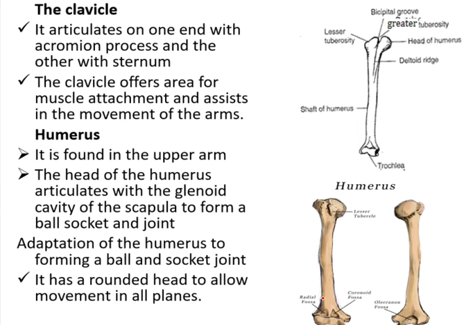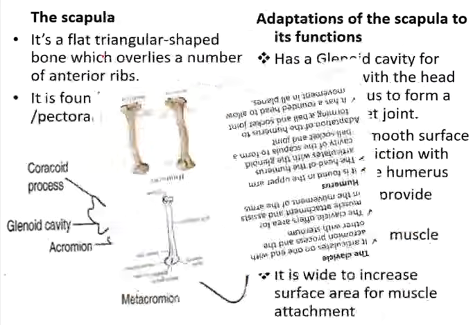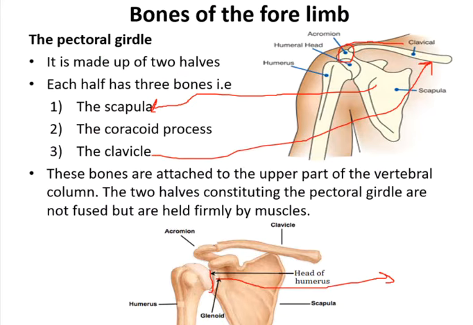Next, let's look at the clavicle. The clavicle articulates on one end with the acromion process, and on the other with the sternum. We can go back and look at it. As you can see, at this end it articulates with the acromion. Then at the front here, it articulates with the sternum. This is what we use to refer to the sternum.